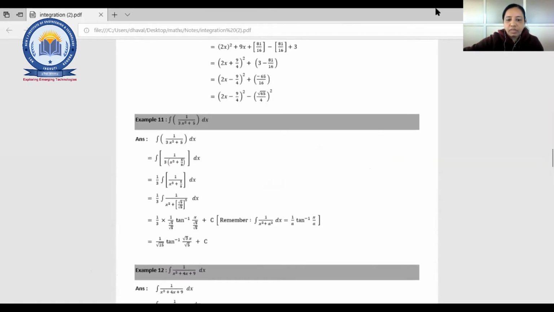Okay, I'll rewrite the integration of 1 upon x square plus 4x plus 9 dx, so it is visible to you clearly. Try to convert it into terms of 1 upon x square plus a square, right? So either you need to apply a concept or directly you can do it. Just try to solve it.